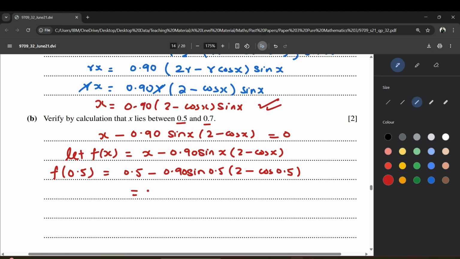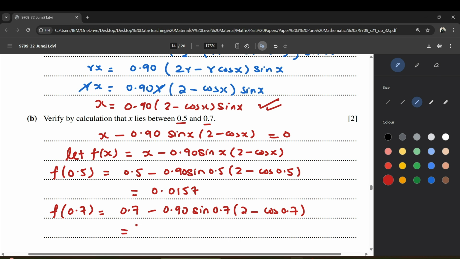Okay, so if I write this to 3 significant figures, I'll get 0.0157. Okay, all right, let's now plug in the value of 0.7: 0.7 minus 0.90 sine 0.7 times 2 minus cos 0.7.